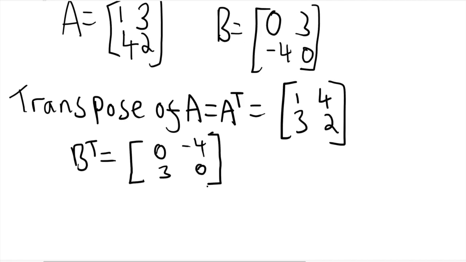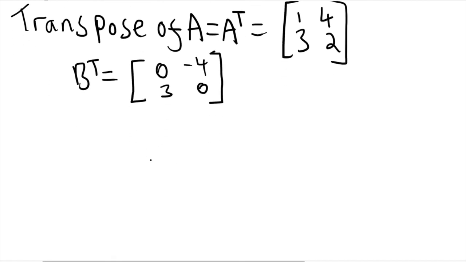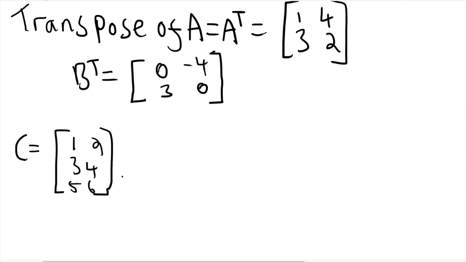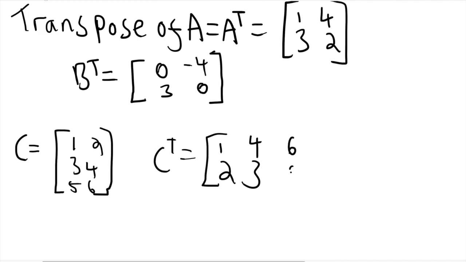So for example, if I scroll down, if I have C equal to the matrix, let's say (1, 2, 3; 4, 5, 6). I know, very original. Well, the transpose of C, so C^T, would be equal to (1, 4; 2, 5; 3, 6).